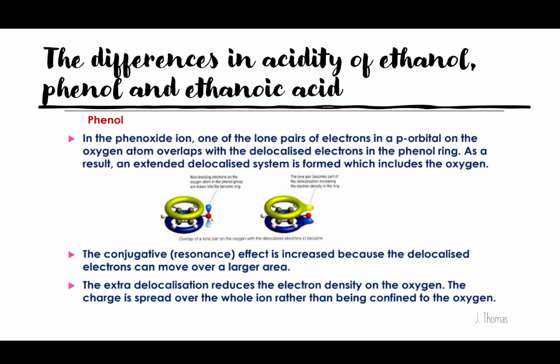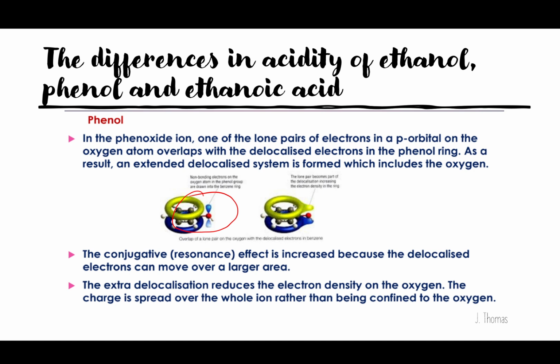So phenols now. In a phenoxide ion, one of the lone pairs of electrons in the p orbital on the oxygen atom overlaps with the delocalized electrons in the phenol ring. As a result, an extended delocalized system is formed, and it includes the oxygen specifically. So if you look at this here, we have that system like that. We can see that.